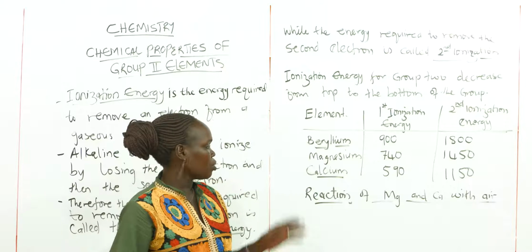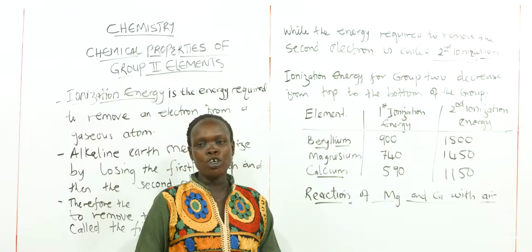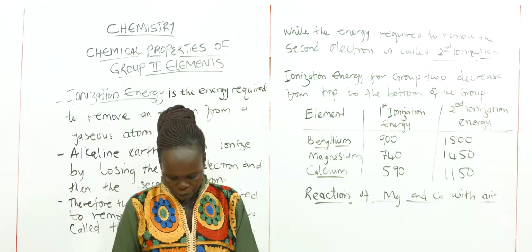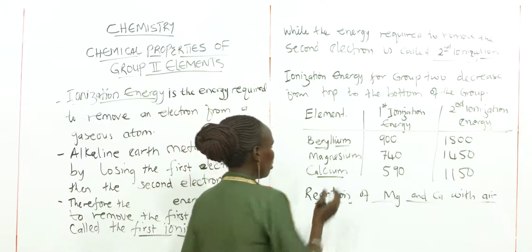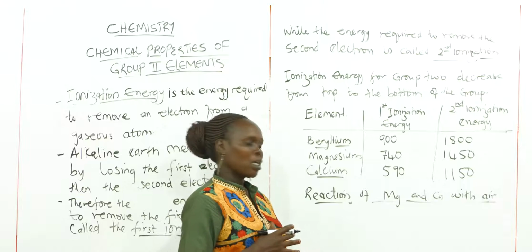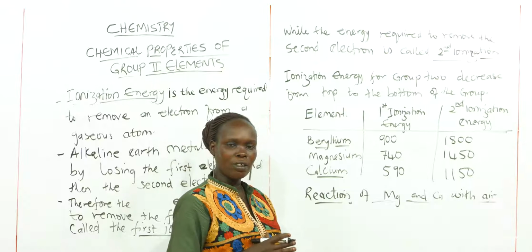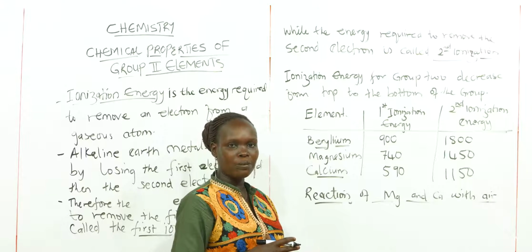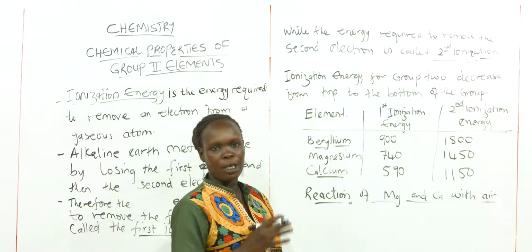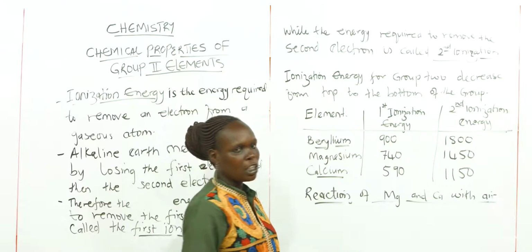So learners, we are going to see this reaction, what happens exactly when these elements are exposed to air. First is magnesium. We are going to leave beryllium because it is the smallest element in this group, and it has the highest ionization energy, the highest electronegativity, and more. So it means its chemistry is a bit different from the rest of the group.